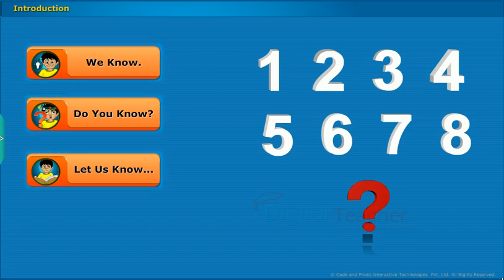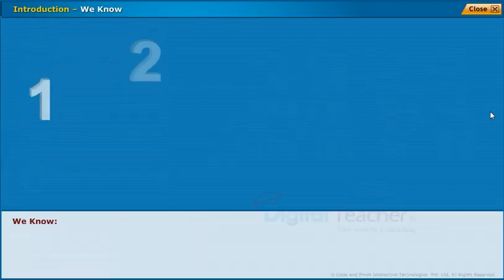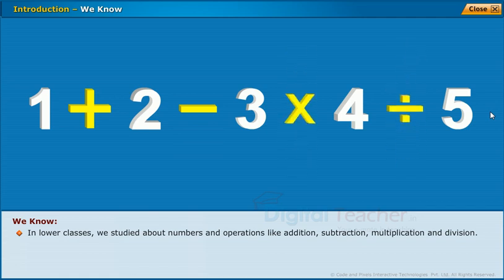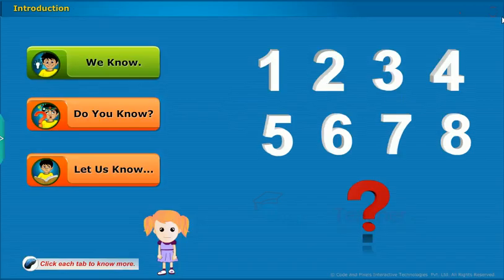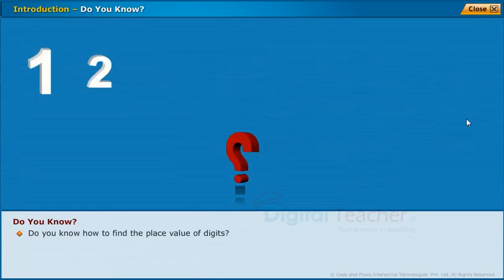Introduction. Before entering into the chapter, follow the instructions shown on the screen. Click each tab to know more. In lower classes, we studied about numbers and operations like addition, subtraction, multiplication, and division. Do you know how to find the place value of digits?